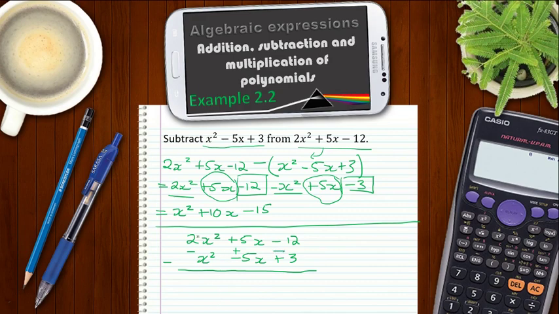So now we do our calculation. So 2x squared minus x squared is x squared. 5x plus 5x is 10x. And then minus 12 minus another 3 is minus 15. All right, so there's the two methods. You pick the one that you feel more comfortable with.